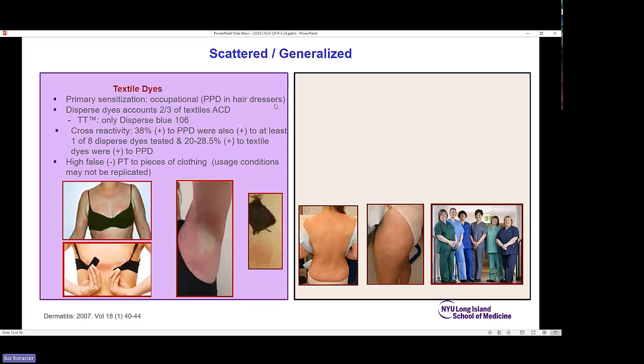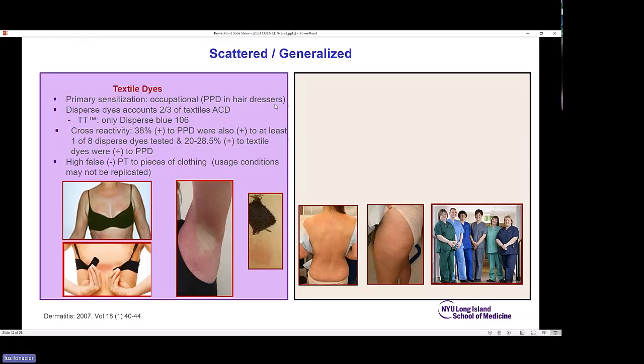What about patch testing to the pieces of clothing? Probably you can certainly do it. Probably you will have a very high false negative. The reason for this is that there's a different usage. You have the sweating, you have the constant rubbing and irritation of the textile on top of the allergen.